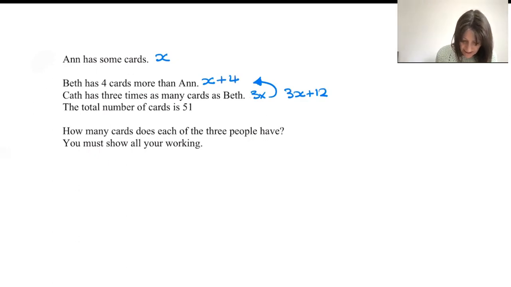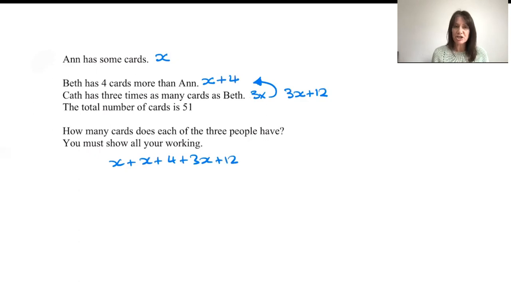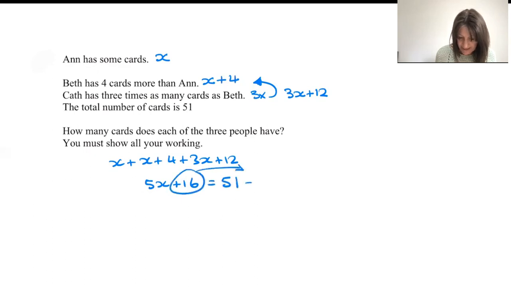Well, altogether, x plus 4 plus 3x plus 12. That is the algebra expression of the cards that they have, and altogether that is 5x plus 16, and altogether we know it's a total of 51. So you set your equation up and then you hop to get it on its own. So I've got 5x equaling 35, divide through by 5, and x is equal to 7.